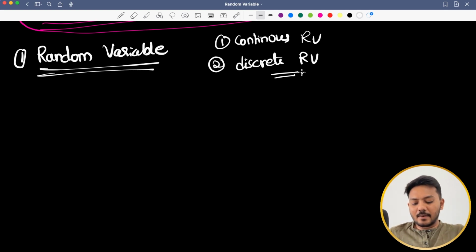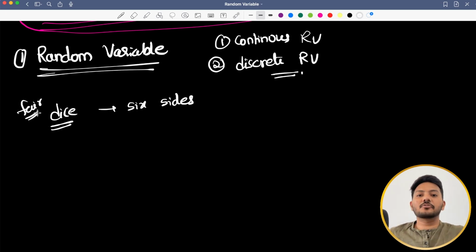So let's take an example of a dice. You know dice, right? It has 6 sides, and let's assume it is a fair dice. So what is a fair dice? That means whenever you throw a dice, you have equal chance of getting any one of the sides. There is no magic going on here. It is a fair dice, and it has 6 sides.